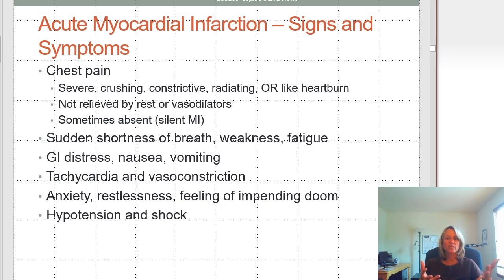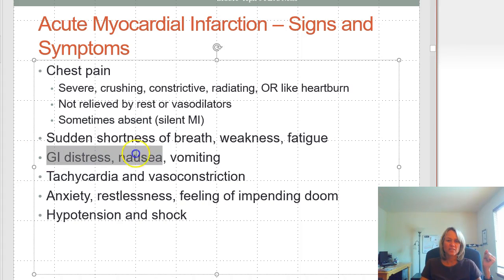We have chest pain, which is classic, severe, crushing, constrictive. It can be radiating into the left arm or neck, or it can feel like heartburn. It is not relieved by rest or vasodilators. Sometimes it can be absent in the case of a silent MI. It can cause sudden shortness of breath, weakness and fatigue, GI distress, nausea, vomiting. Often in women, these are the main signs: GI distress, nausea, and vomiting.